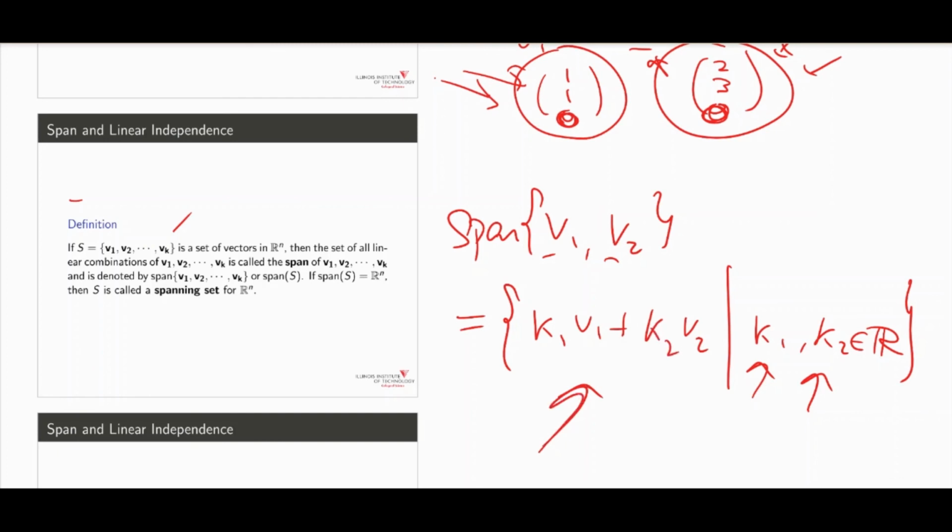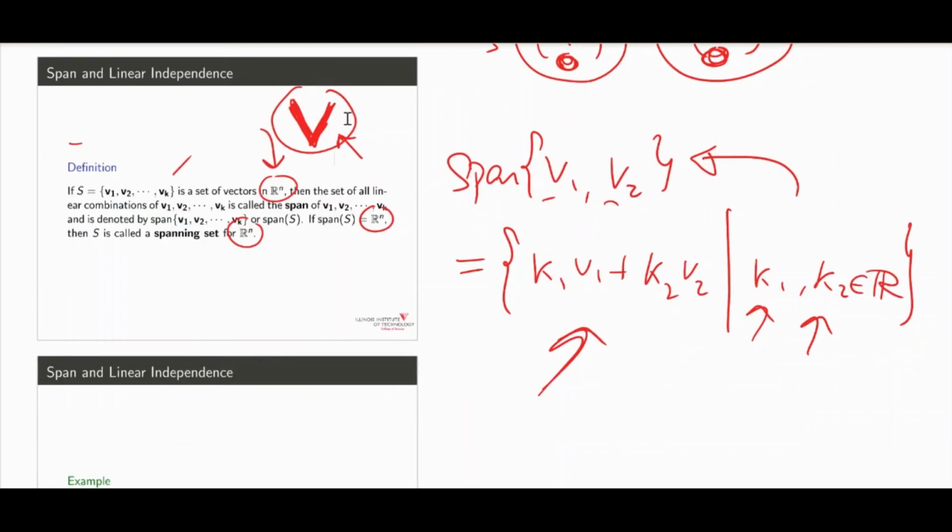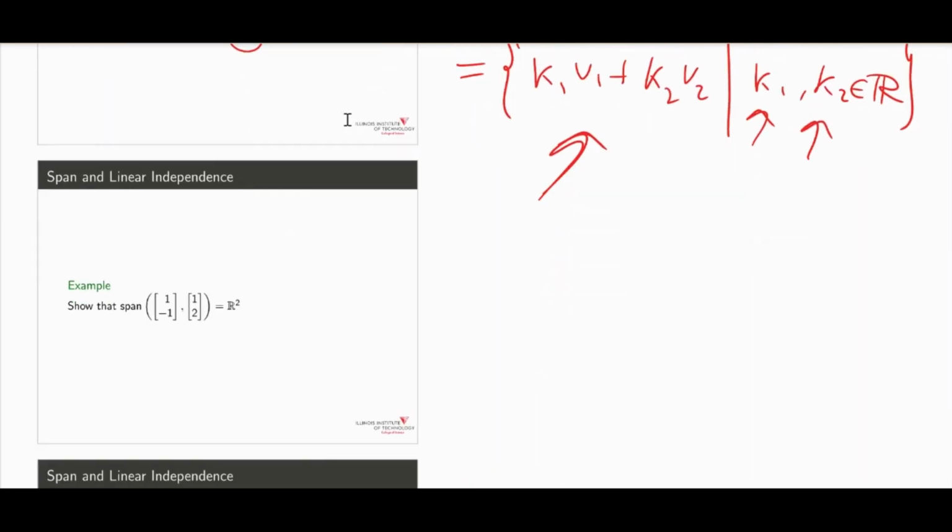The set which consists of all the linear combinations of these two vectors is known as the span of v1 and v2. In this definition we are writing everything in Rn, but this Rn can be replaced by any vector space V. We'll look at examples for general vector spaces later, but right now let's concentrate on Rn so that things are easier to comprehend. Okay, let's look at the following example.